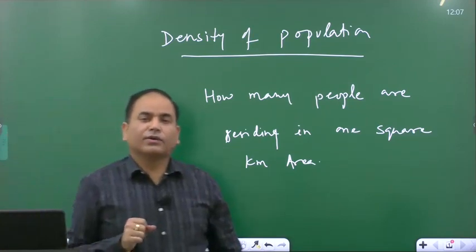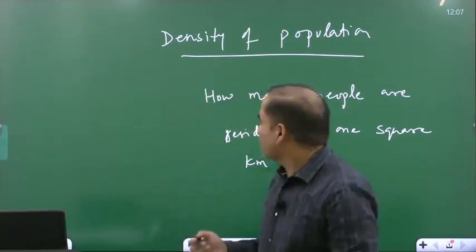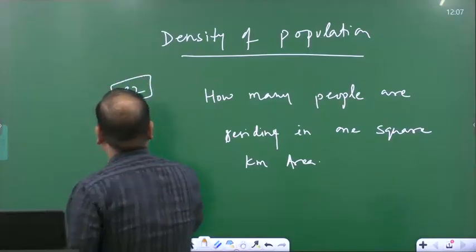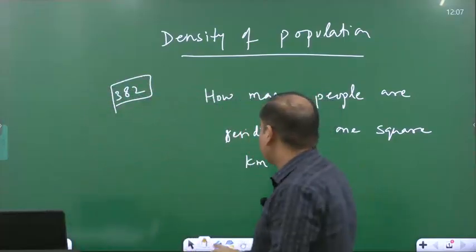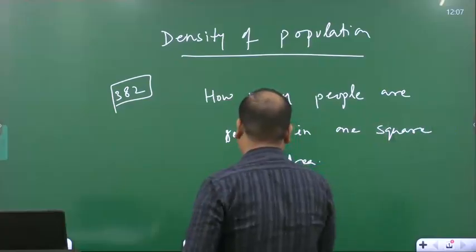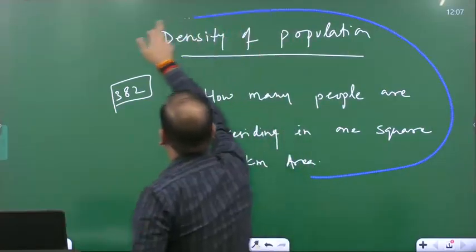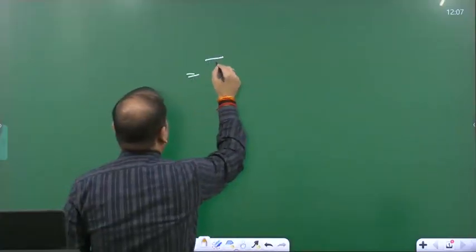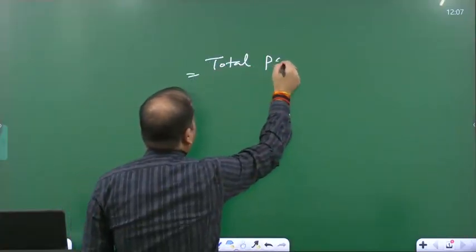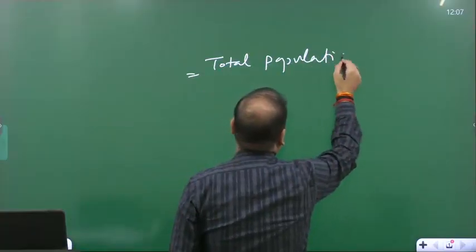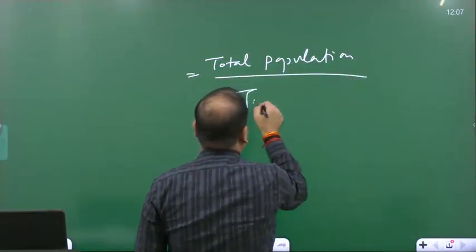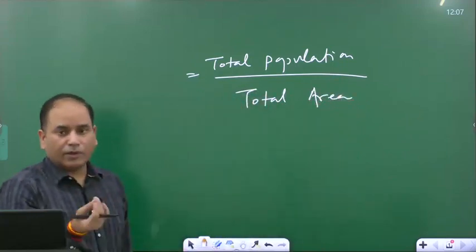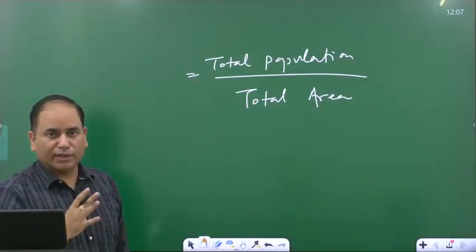But in India also, let's say we have India. So in India, we have 382 population density. What does it mean? How is this density generally calculated? The population density or arithmetic density is simply calculated based on total population divided by total area. So the total population divided by total area is the population density.